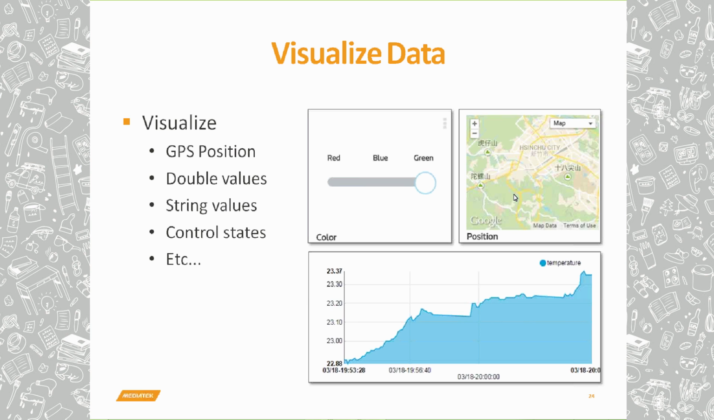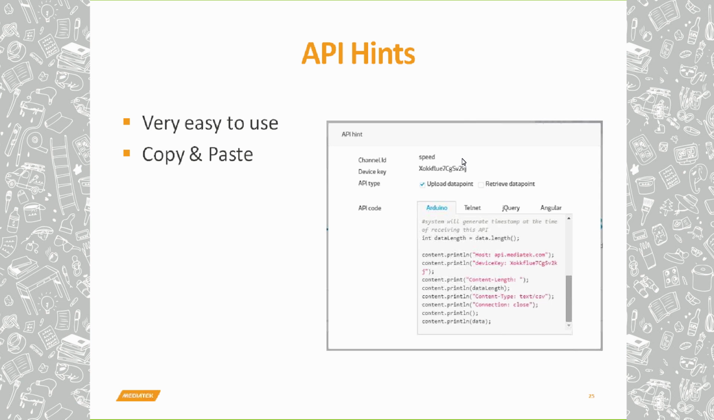But there are many more. The very clever thing we implemented is API hints. Once you have created your device in the Cloud Sandbox, so you have your temperature channel, your humidity channel, your data channel, sometimes it can get confusing which unique ID and which authentication you need to use to talk to that data channel. Well, we made it very easy with our API hints.